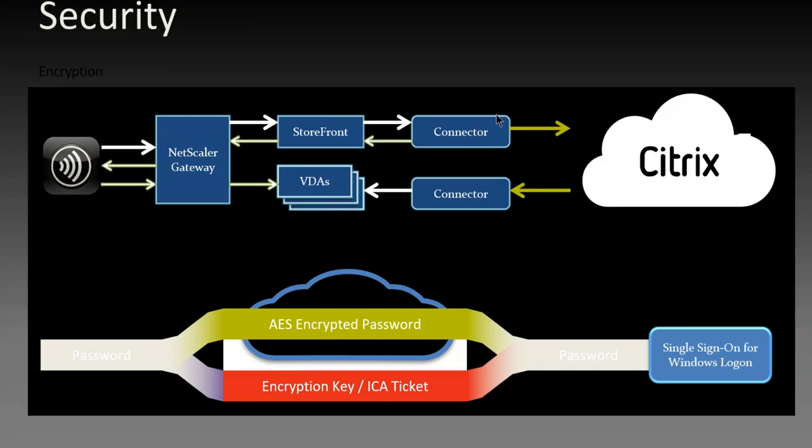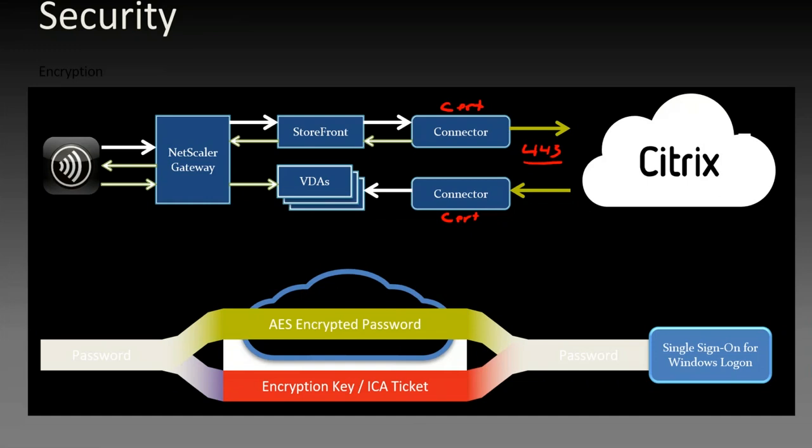The connectors will connect up to the cloud using 443. We have a secure connection by default, so we'll need to make sure we have certs installed on these components. We're going to use AES encrypted passwords, and then the encryption key and the ICA key will be passed through for single sign-on for Windows logon. The VDAs and the StoreFronts are all local. So if you want to use port 80 on these, you're more than welcome to, but the connector will always use a 443 connection.